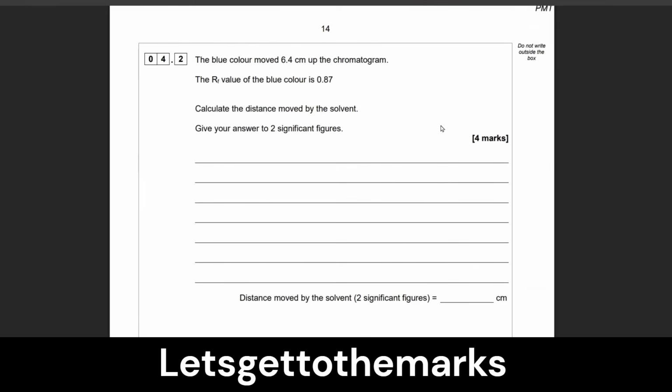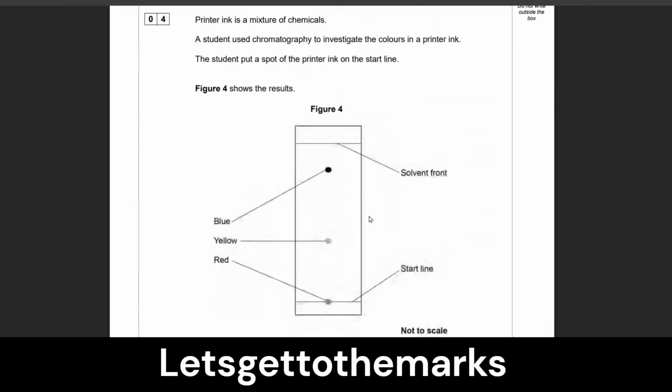Right, I'm going to explain it for you. So what happens is the solvent moves 100% of the way up the paper. The blue moved 6.4 centimeters. The RF value is the ratio of how far the blue moved compared to the solvent. And we write the equation like this. RF value, the retention factor it actually stands for, but I like to think of it as a ratio, is the distance moved by the dye or the ink.